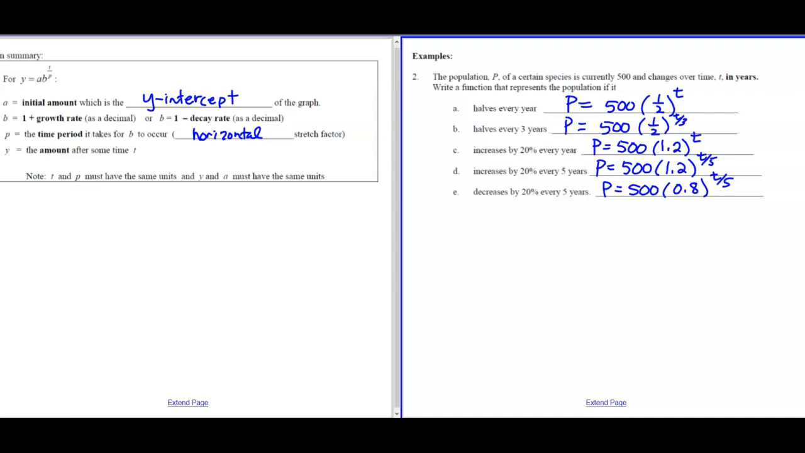Okay, so first two are half-life type questions. Every year T stays. Every 3 years it's T over 3. Increases by 20%. So then that has to be 1 plus 0.2 every year. Increases by 20% every 5 years, so it's T over 5. Decreases by 20%, that's 1 minus 0.2 is 0.8 every 5 years.